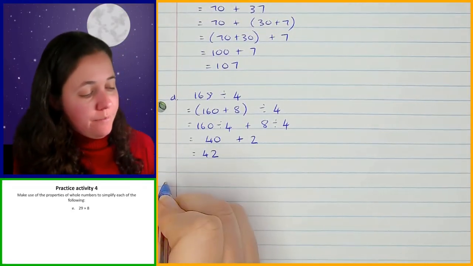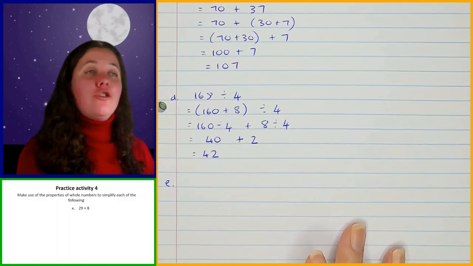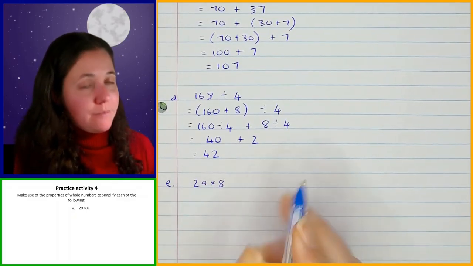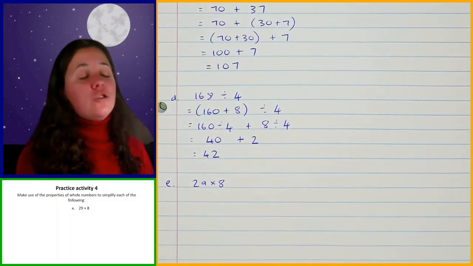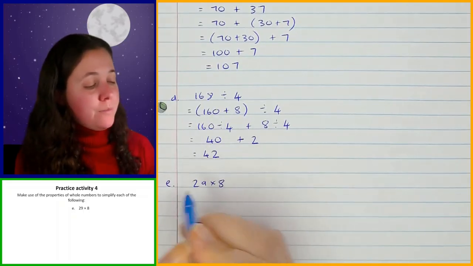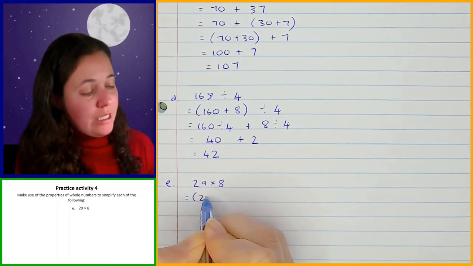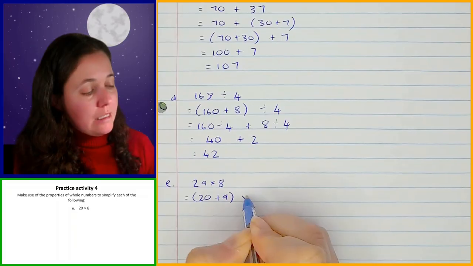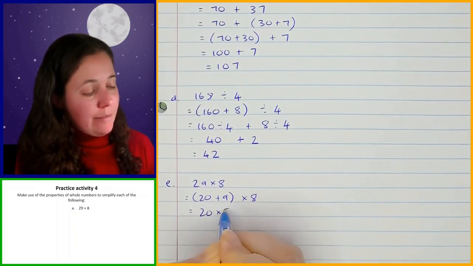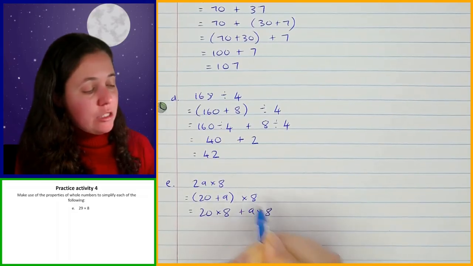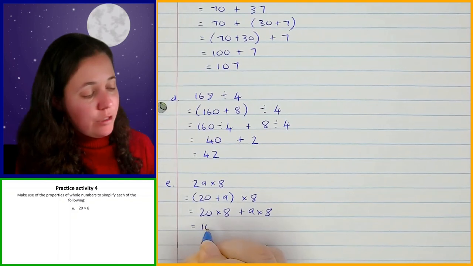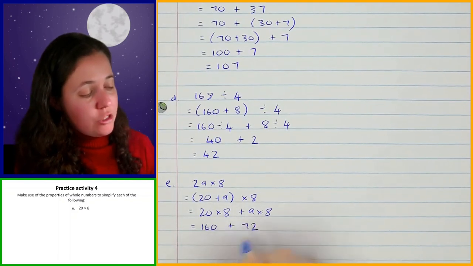For question E, I'm actually going to show you two different ways of doing this one. So we've got 29 multiplied by 8. First of all, I'm going to split the 29 up, just like I did with this one. I'm going to change it to 20 plus 9 times 8, and then work each of those out. So 20 times 8 plus 9 times 8. I'm distributing the 8 into the bracket, and that gives me 160 plus 72.